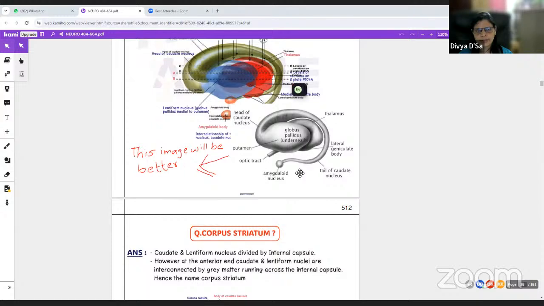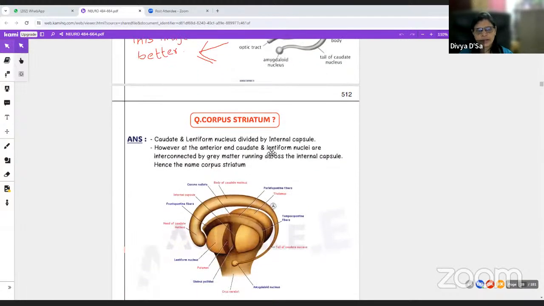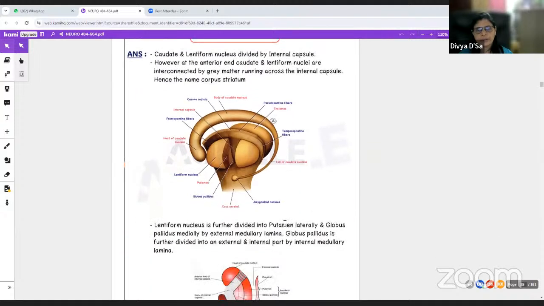Okay, so you can see here, this is the amygdaloid nucleus, this is the caudate nucleus, this is the globus pallidus, putamen, and lateral geniculate body situated. This is the optic tract. In the corpus striatum, the caudate and lentiform nucleus are divided by the internal capsule. Okay, but at the anterior end, the caudate and the lentiform nucleus are interconnected by the gray matter running across the internal capsule. So that is why it is called the corpus striatum.